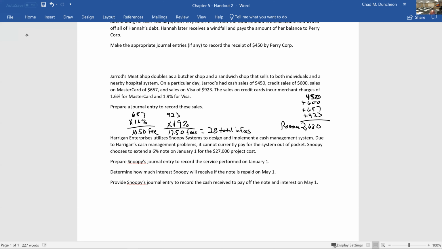So there's a total of $1,580 in credit card sales, $28 in fees. So that means the 1,580, then you subtract out the 28.